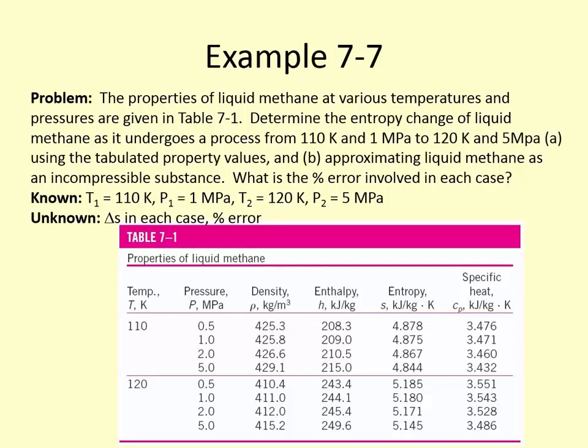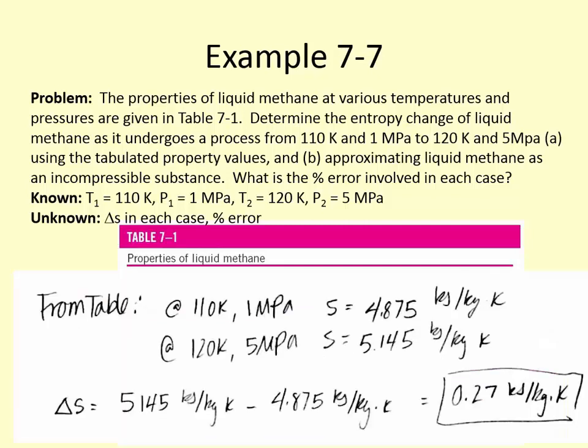Using which formula? Well, first we're using the tables, right? So we're just looking up the properties at 110 K and 1 megapascal and 120 K and 5 megapascal. There's a column for entropy here. So delta S is equal to the entropy at state 2, which is 120 K and 5 megapascals, 5.145 kilojoules per kilogram Kelvin, minus 4.875, that's the entropy at state 1, kilojoules per kilogram Kelvin. So that equals 0.27 kilojoules per kilogram Kelvin.